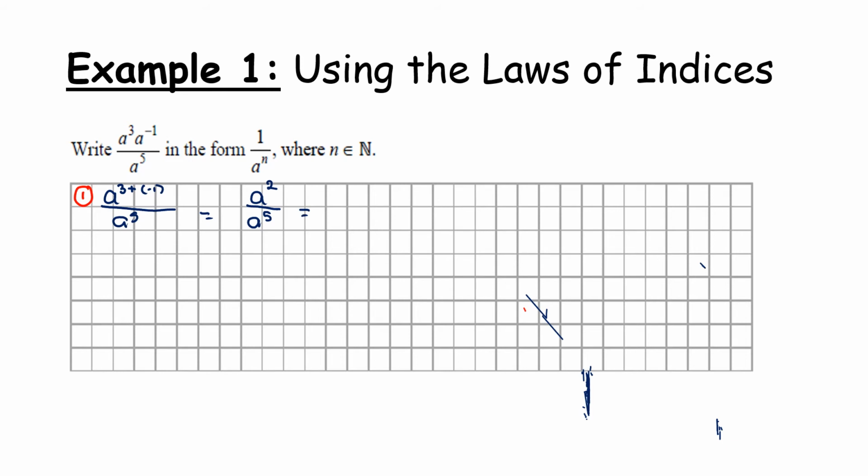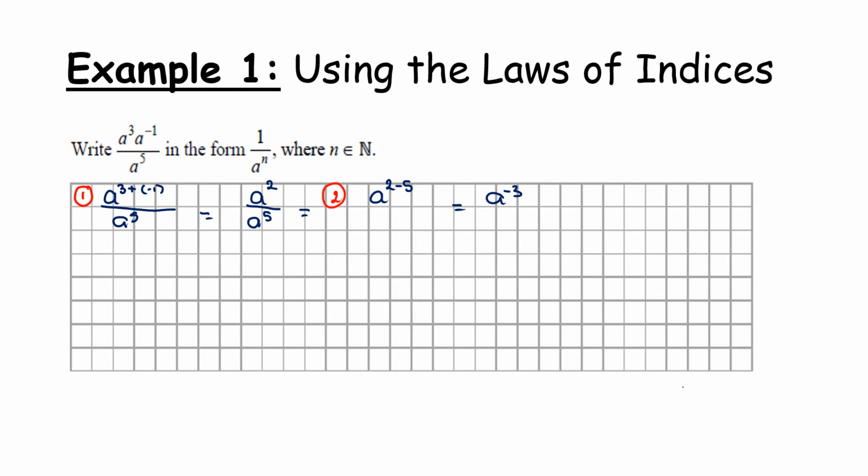Now what I'm going to do, I'm going to use law 2. And law 2 states that if I have two numbers which I'm dividing and they are the same base or that same big number, we can subtract the power. So I get 2 minus 5. That gives us a to the power of minus 3.